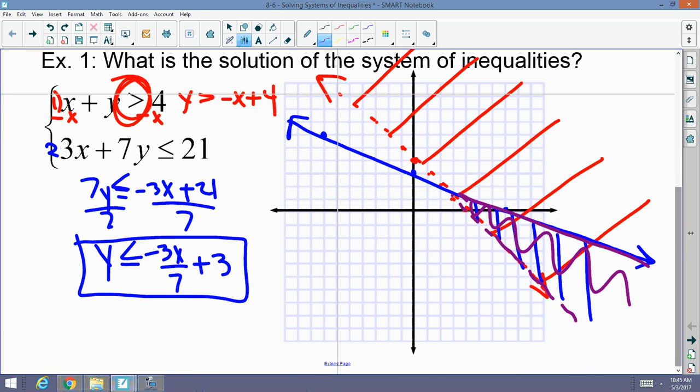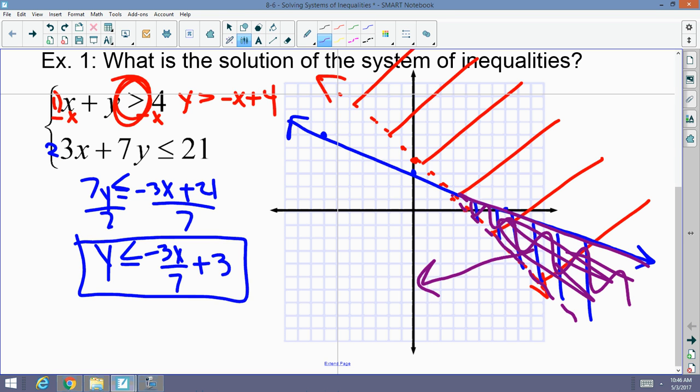I'm sorry. What is it? This is the solution set right here. That's the solution set. What is the solution of the system? What is the solution? Anything inside of here.